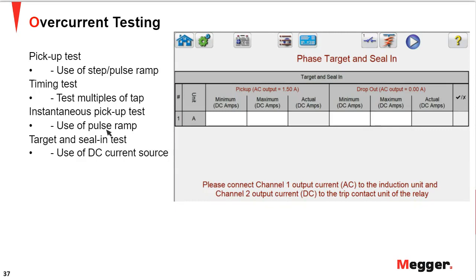Okay, and if you're dealing with electromechanical relays, then you would have to perform a target and sealing test. So you would need a DC current source as well along with the AC. Once you inject the AC source to your induction unit, it closes the disk and closes the circuit. Then you would start ramping or increasing your DC current source to see at what DC current your sealing is going to pick up. You would do a pickup and dropoff test for this.